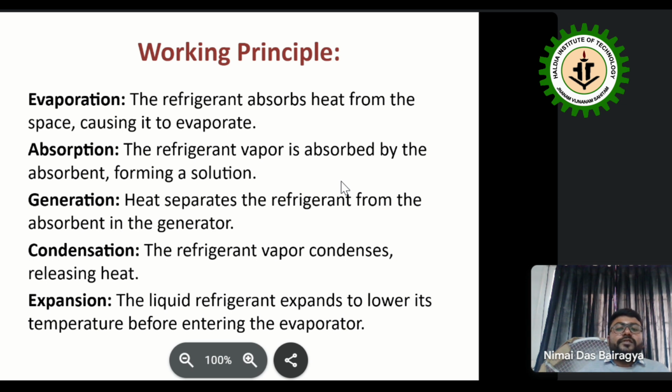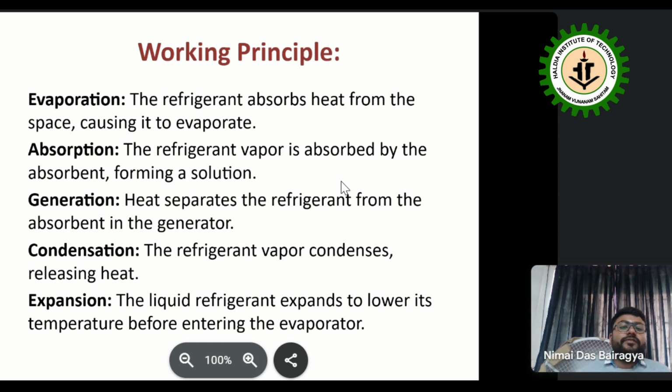Next is absorption. Absorption happens in the absorber. So what happens in the absorber? The refrigerant gas from the evaporator comes to the absorber, where it is absorbed by the water solution, and the weak solution is turned into a strong solution, that is ammonia-water solution.